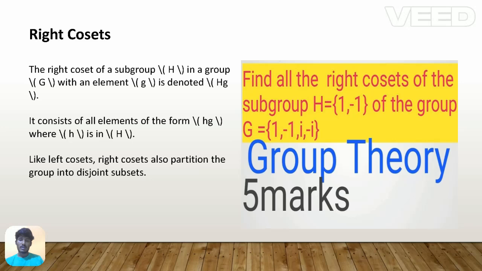Right cosets. The right coset of a subgroup H in a group G with an element g is denoted Hg. It consists of all elements of the form hg where h is in H. Like left cosets, right cosets also partition the group into disjoint subsets.